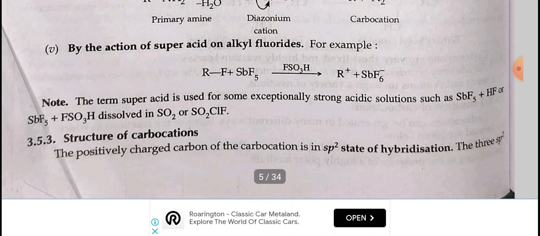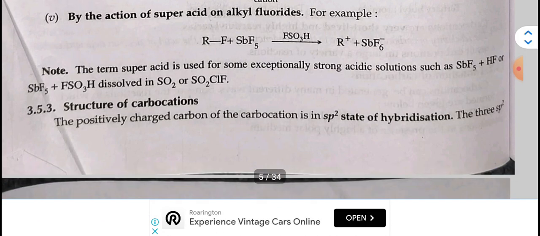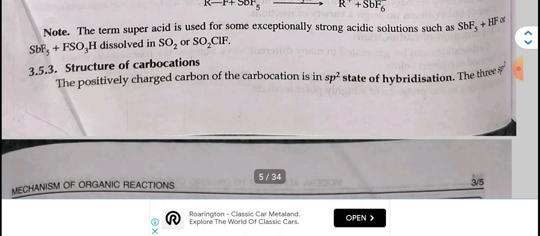By action of superacid on alkyl fluorides. For example, RF plus SbF5 gives R positive, an alkyl cation. The term superacid is used for some exceptionally strong acids such as SbF5 plus HF or SbF5 plus FSO3H dissolved in SO2 or SO2ClF.